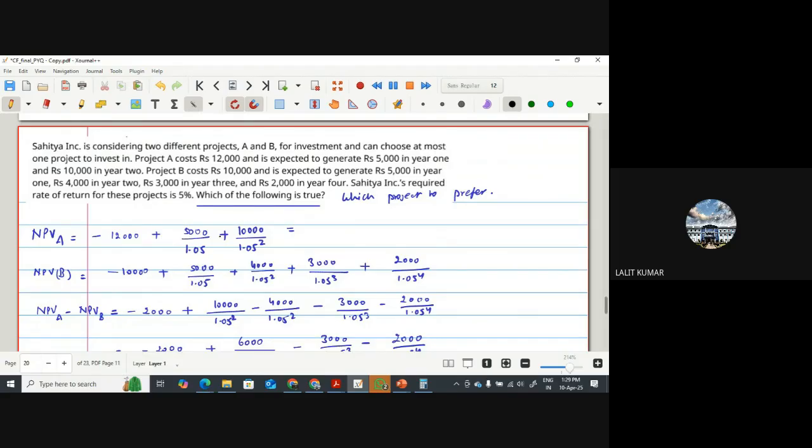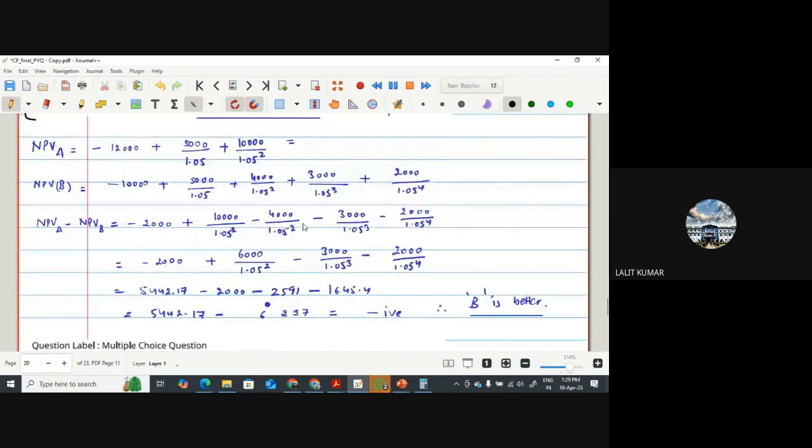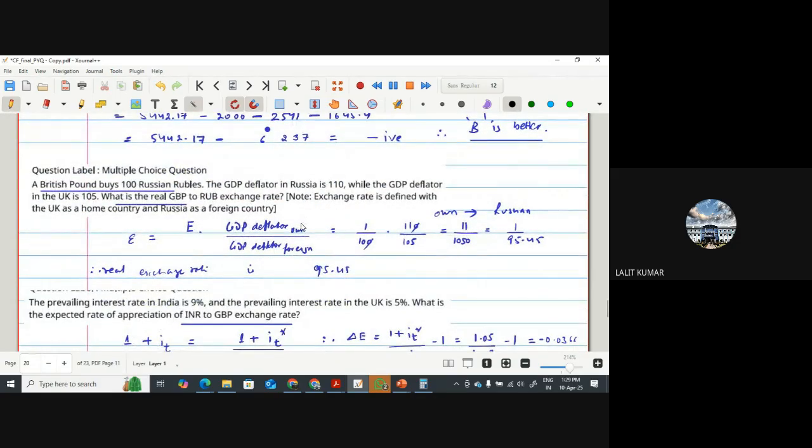This question is about finding NPVs. We know the formula to calculate NPV. We can calculate this. Then this is a question from week 9. A British pound buys 100 Russian rubles. Now we can understand it like this: a British pound is purchasing 100 Russian rubles.